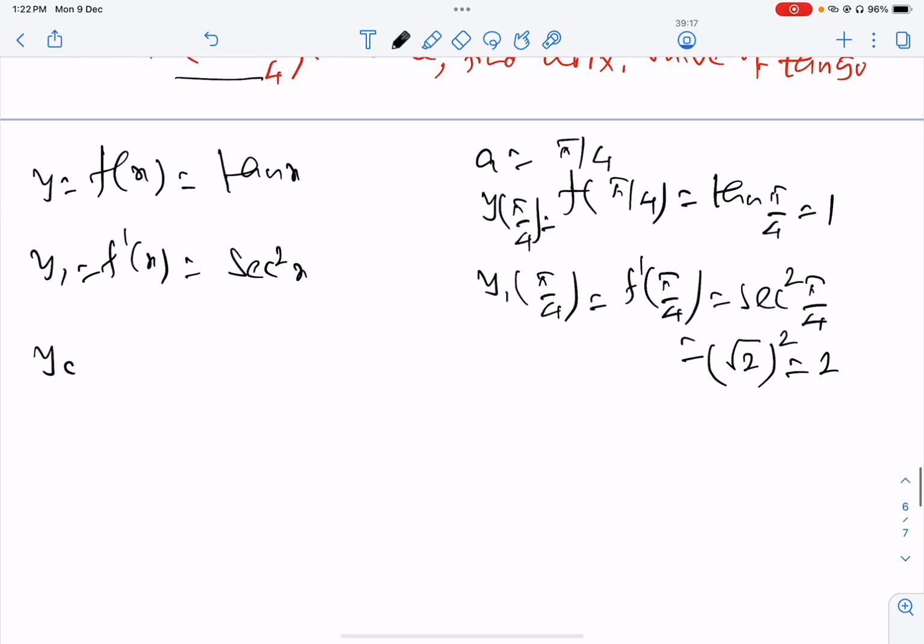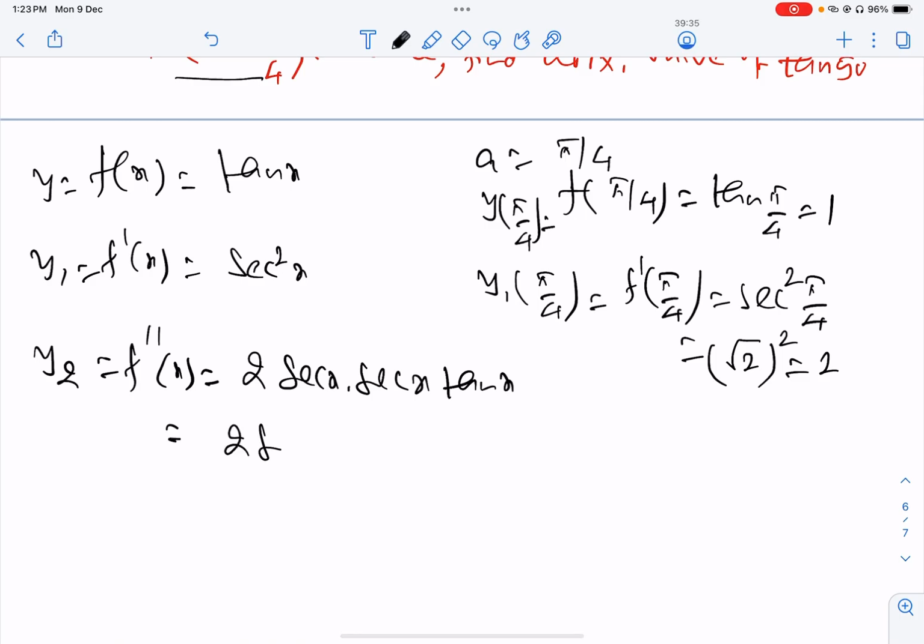Then the second derivative y2. So derivative of sec square x. So it is 2 sec x, and use the chain rule. The derivative of sec x is sec x into tan x. So that is nothing but 2 sec square x into tan x. Can I write it like this? This is 2 sec square x is y1 and tan x is y.